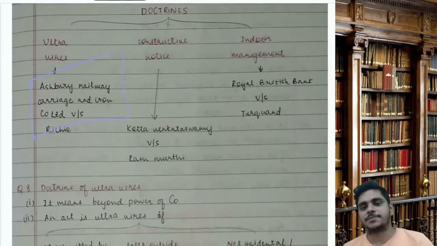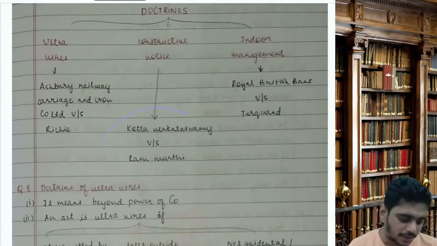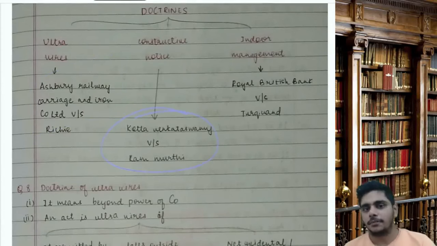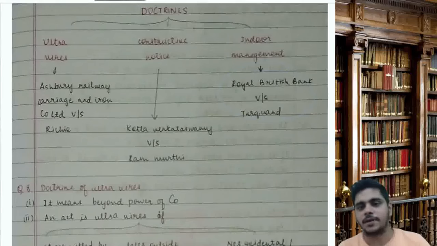The case names are: Number 1, Ashbury Railway Carriage and Iron Company Limited versus Riche. Number 2, Kotla Venkata Swami versus Ram Murthy. Number 3, Royal British Bank versus Turquand.